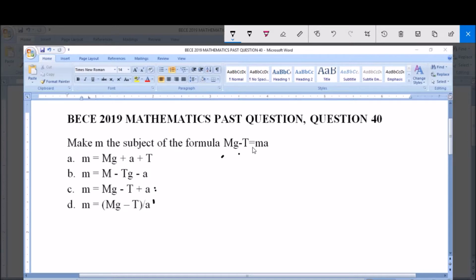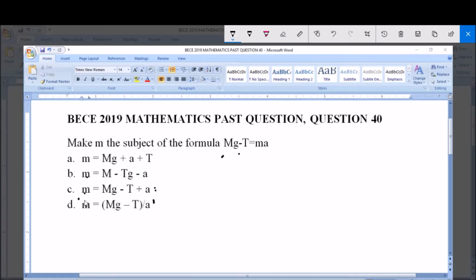A, M is equal to Mg plus A plus T. B, M is equal to M minus T, G minus A. C, M is equal to Mg minus T plus A. And D, M is equal to open brackets Mg minus T close brackets all over A.